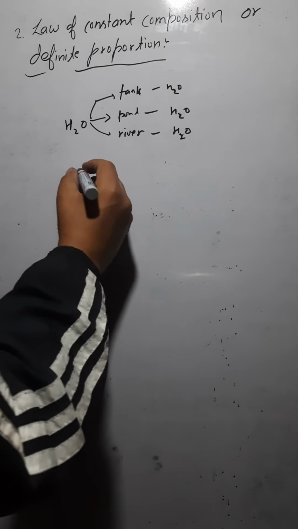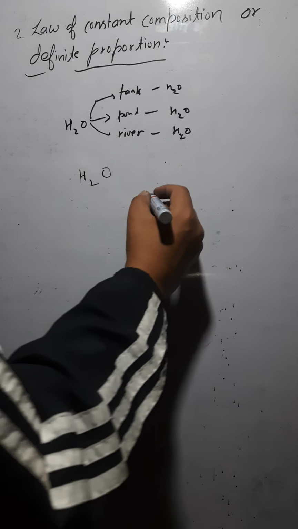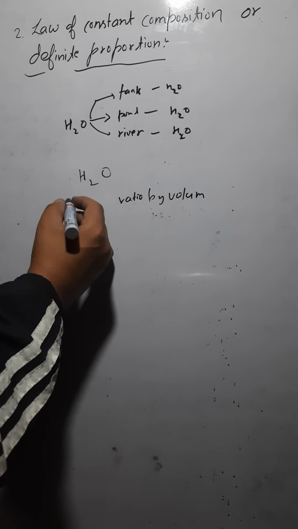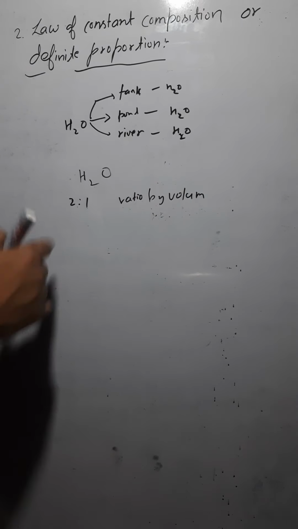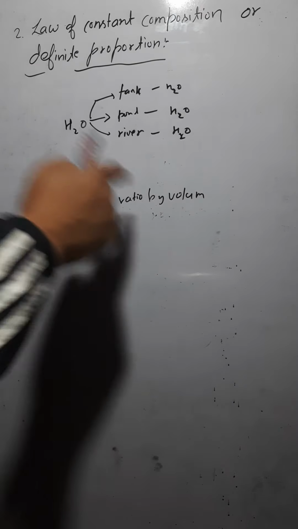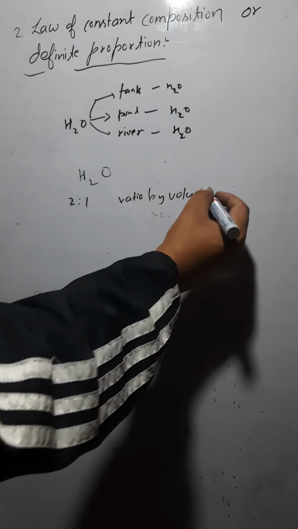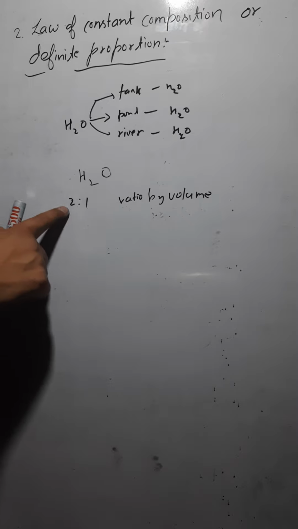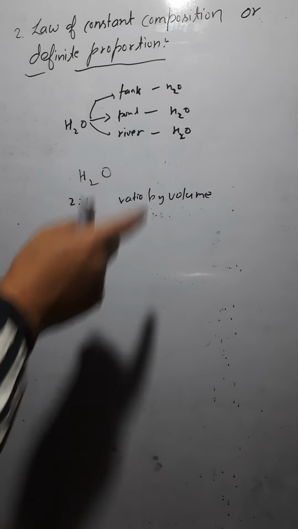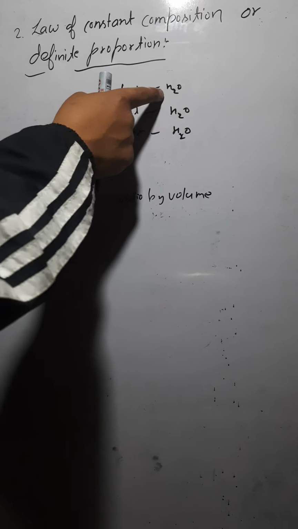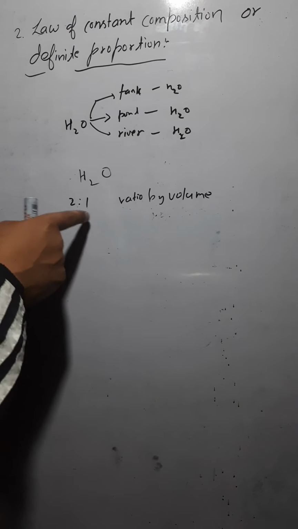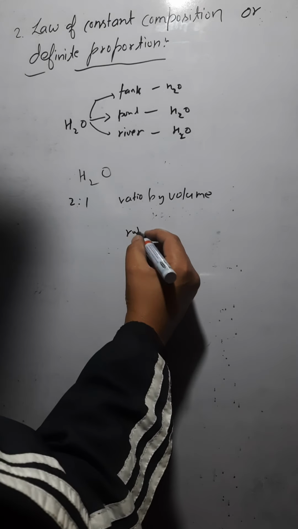Are you getting it? Let's say we have the water, and by volume, what is the ratio here? We have 2 molecules of hydrogen and 1 molecule of oxygen. So always they would be combining in a ratio of 2:1 by volume. Everywhere you would find 2:1. You would not find somewhere 4:1, never ever. So in each source the elements combine in a ratio of 2:1 by volume. And what is the ratio by weight?